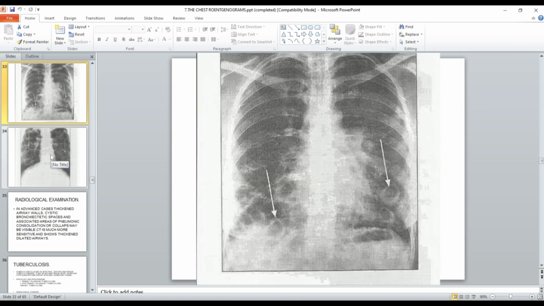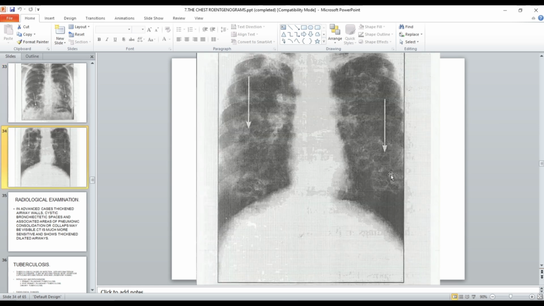This is a typical X-ray of bronchiectasis. The dilated cysts are seen. Cystic rings are seen in both lower zones of the lungs. This is typically diagnostic of bronchiectasis. Again, cystic appearance on the left side, right side, mid and lower zones mostly.